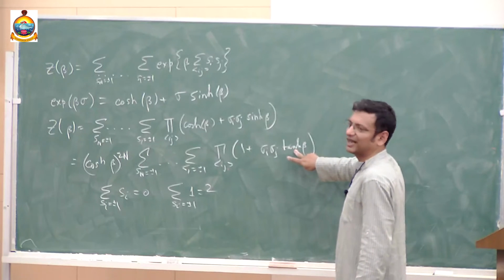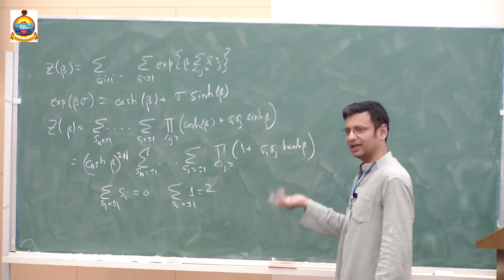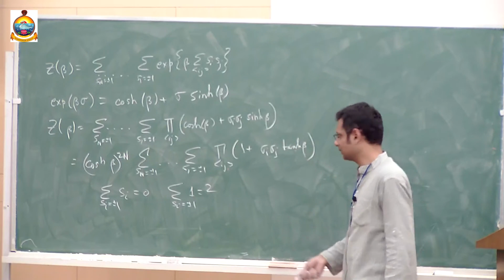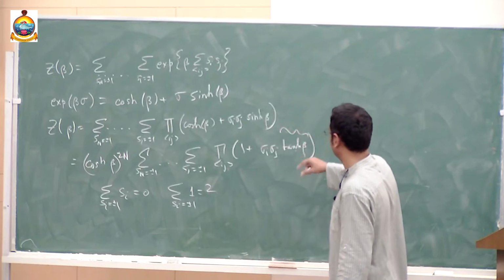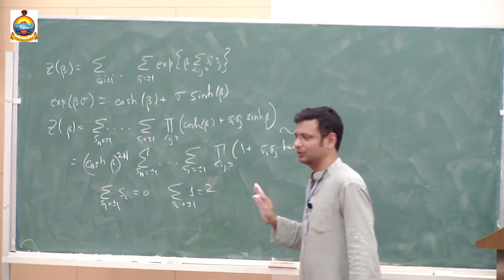The small parameter is tanh beta. Why? Because beta is a small number, therefore tanh beta is also a small number, right? So this is my small parameter. So of course I have to arrange my expansion in powers of tanh beta.